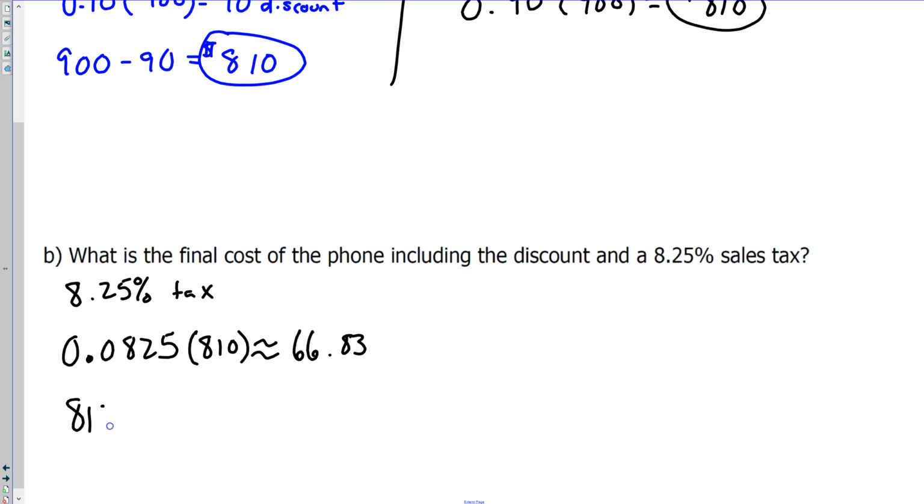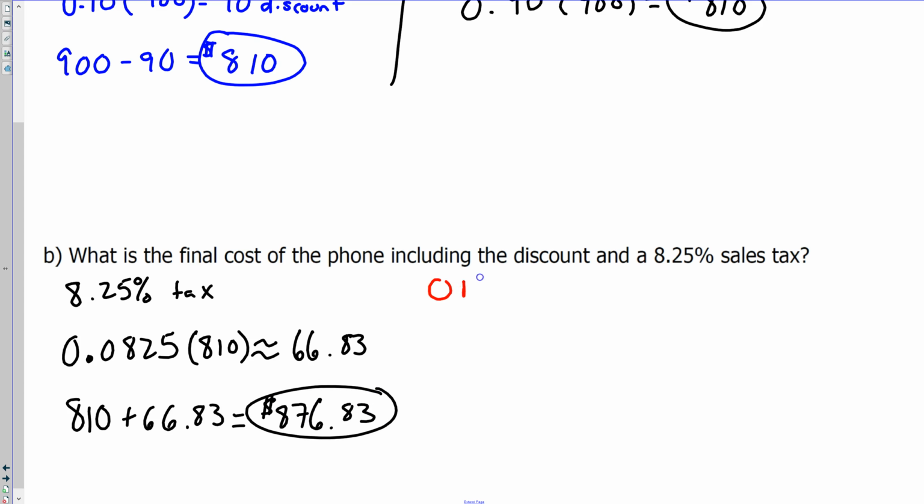And again, that's not the end. You got to add the tax to your sale amount, which is our 810. So 810 adding the 66.83 gets me my final total of $876.83.